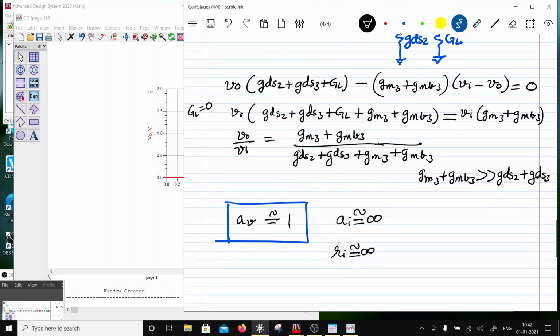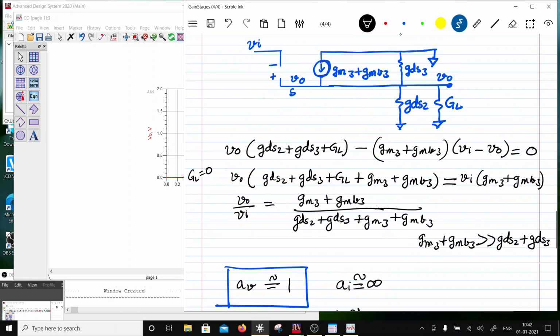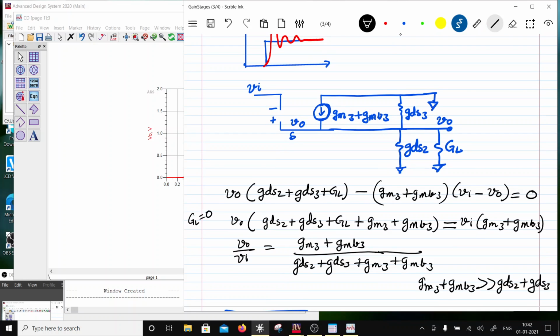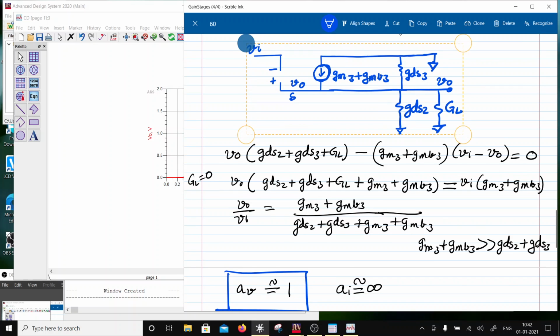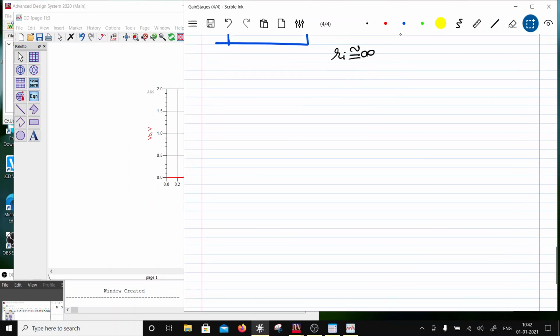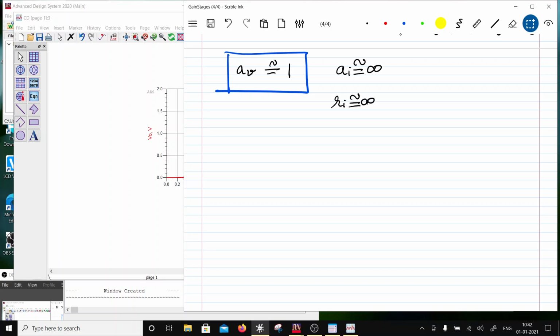What about the output resistance? For output resistance, I'll take the same. So let's just take the same and then make a modification to this. So I'm going to say copy, and I'm going to paste it over here, the diagram. Control V.